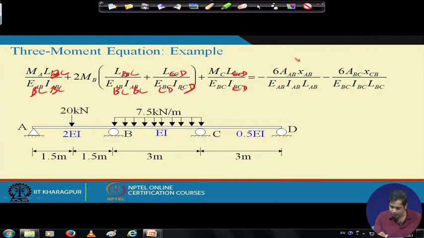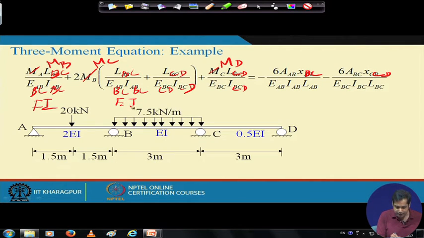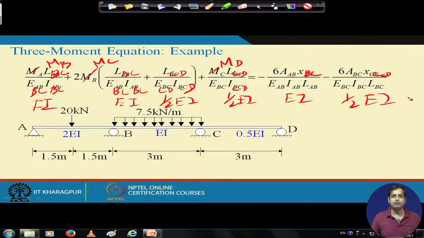Again this becomes for BC, and this becomes for CD, okay, CD, and then this becomes MC, becomes MD, and this becomes MB, okay, and this becomes MC. Then the difference will be this is EI and this is EI. This is half EI, and again this is half EI, this is half EI, and this is EI, and this is half EI. And again the rest of the process is exactly the same.